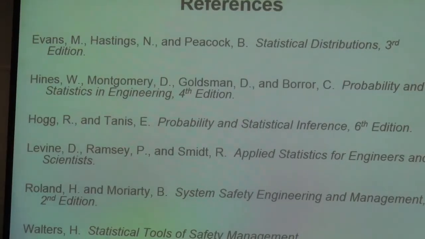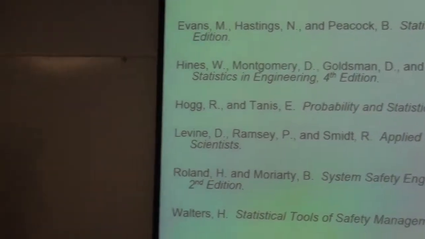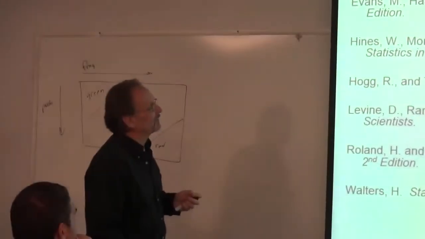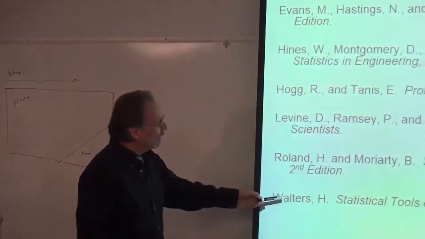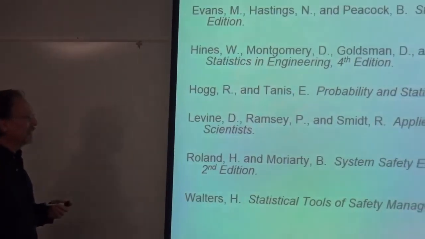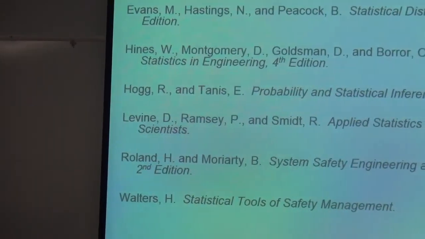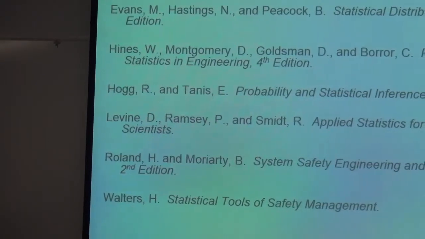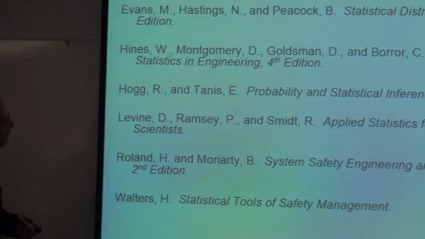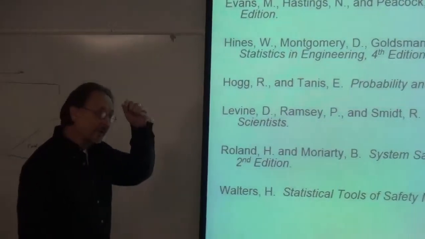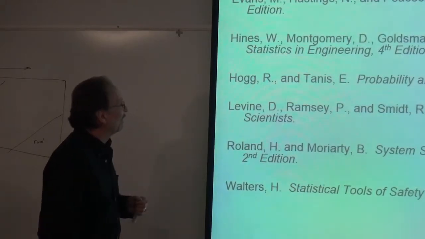I've run across, Hines, Montgomery, Bolton, and Bohr, Probability and Statistics in Engineering. The problem with it is that it has calculus in it. And so if you have calculus phobia, that might not be the best place to start. But it's very good. Walters, Statistical Tools of Safety Management, is sort of the opposite end. It is like a recipe book. It takes you through things step by step by step. The trouble is, he doesn't have a lot of things in it. But I do draw from it quite a few of these when he does have it available.